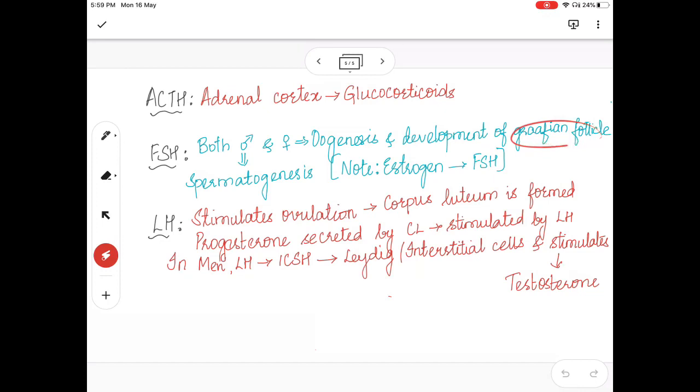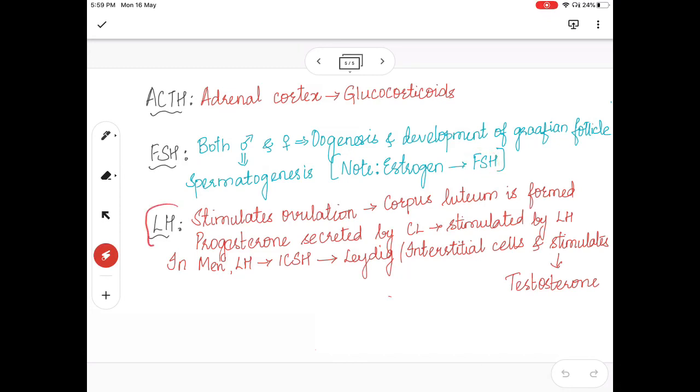Okay, now one more important point, which I've mentioned in the form of a note over here, is that estrogen hormone that is secreted by this Graafian follicle is also affected with the help of this follicle stimulating hormone itself. I'll repeat, this is very important to remember. Estrogen hormone, which is secreted by the Graafian follicle, is also affected by the follicle stimulating hormone itself.